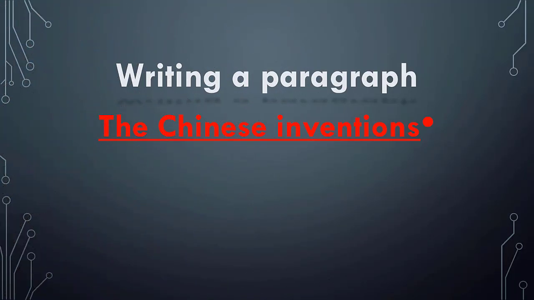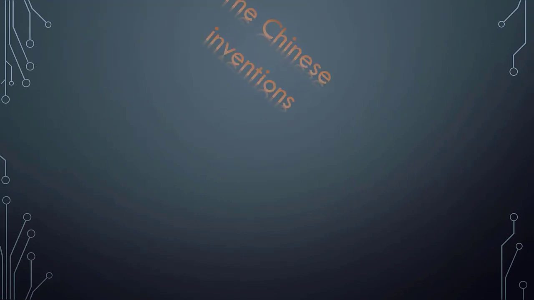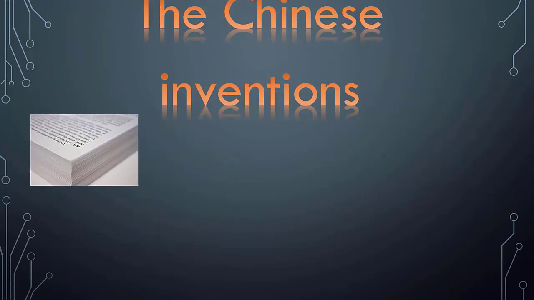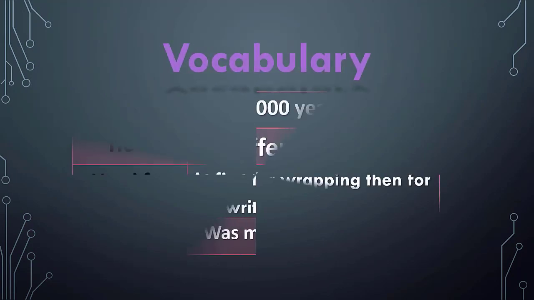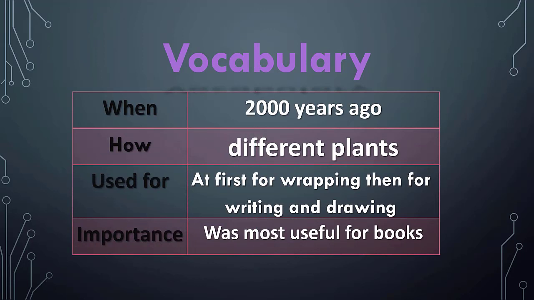We are going to start our lesson today by talking about one of the Chinese inventions. What are we going to talk about? Yes, very good, paper. Vocabulary. Here is some information about the invention of paper by the Chinese. When? 2000 years ago. How? Different plants. Used for: at first for rubbing, then for writing and drawing. Importance: it was most useful for pox.